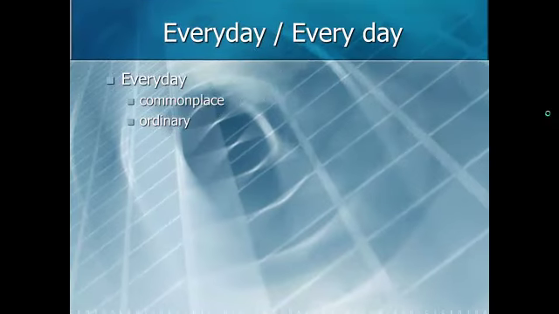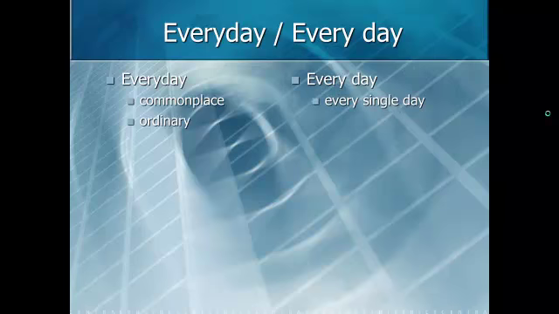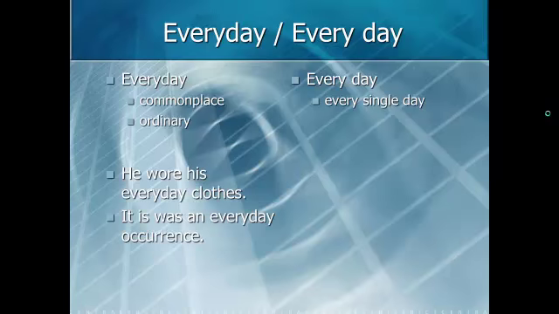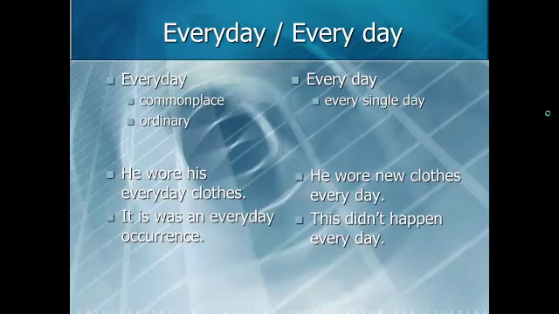Every day and every day. So the one word everyday means commonplace and ordinary. The two words every day means every single day. So here's some sentences. He wore his everyday clothes, his commonplace clothes. It is an everyday occurrence, which means it's ordinary. On the other hand, he wore new clothes every day. And this didn't happen every day.